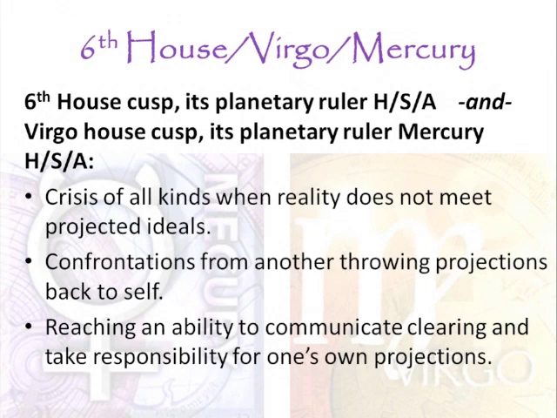Now, we also, again, have that 6th house polarity. Can you see how we can have that crisis of reality, the existential voids, when our projected ideals are not met by someone outside of ourselves? And can you see how it can create those 6th house, Virgo, Mercury, criticisms and confrontations, and our projections need to be thrown back in upon ourselves. We need to own them. We need to become more conscious of them.